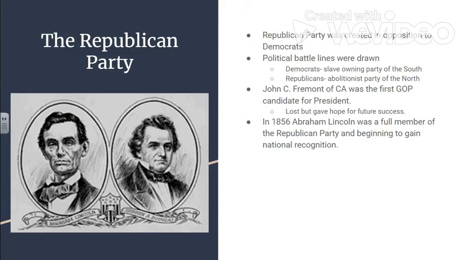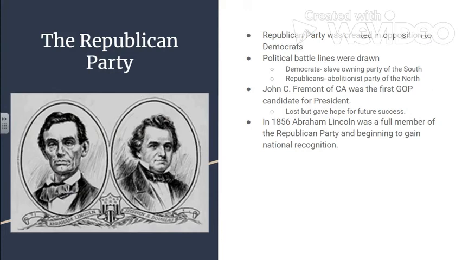The first Republican candidate for president, oddly enough, is a Californian. John C. Fremont of California is the first candidate. He loses, but the Republicans kind of view the loss as a successful failure and that they did rather well, actually, considering the fact that they were a new political party.